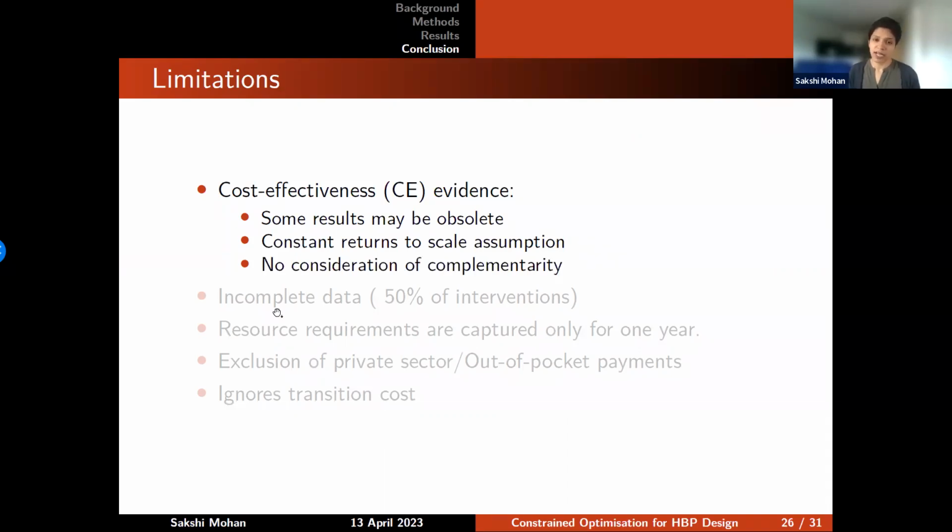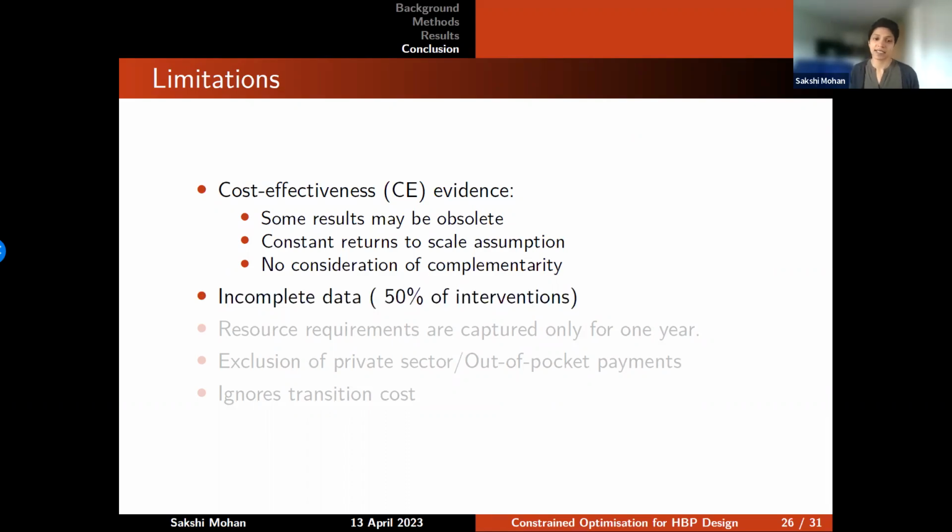We also were not able to account for complementarity between interventions. Essentially, the framework assumes that all the interventions are independent of each other, and their cost effectiveness, as well as the resource requirements for delivering the interventions, are just added up as more interventions are included in the package.